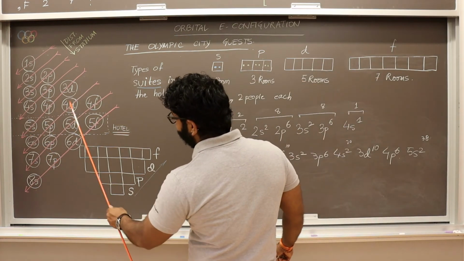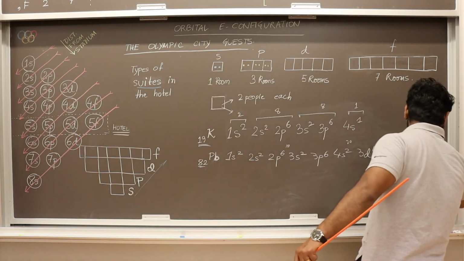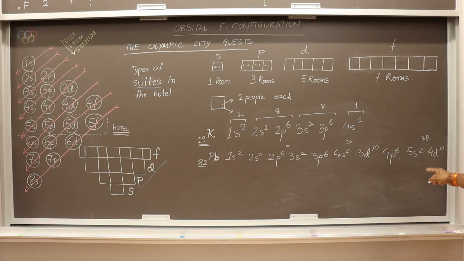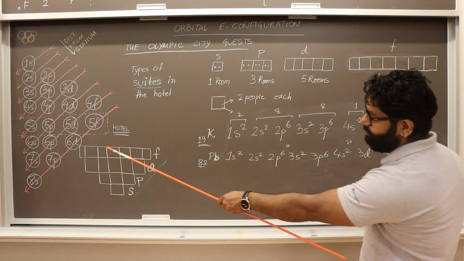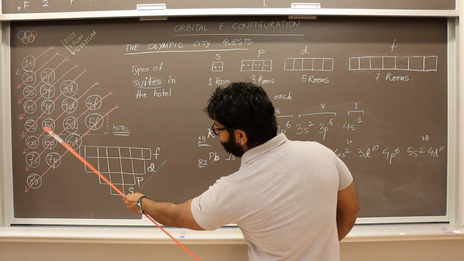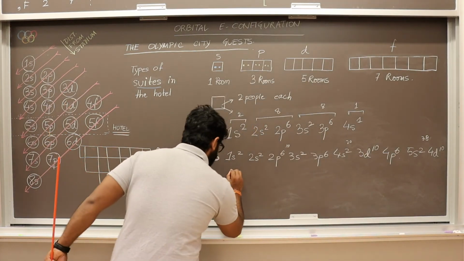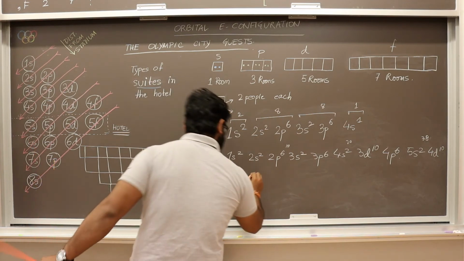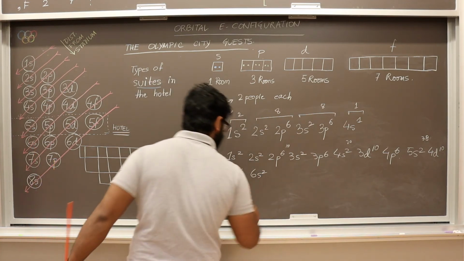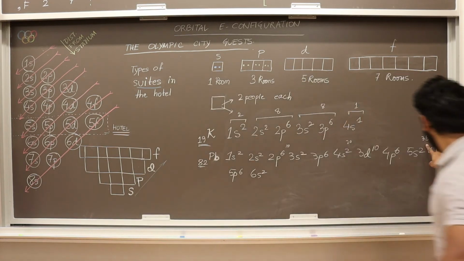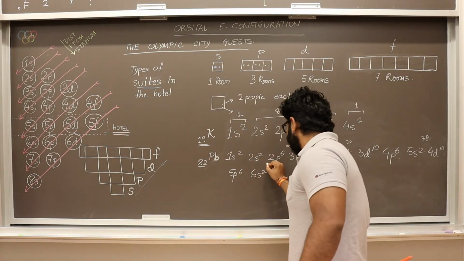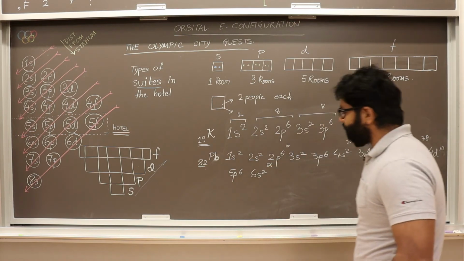So after 5s we have 4d, so we have 4d10, so this becomes 48. Okay, so after 4d we go to 5p, we have 6 in p, and then 6s2, right? So 38, this is 48, 50, 56. So we have 56 taken care of so far.